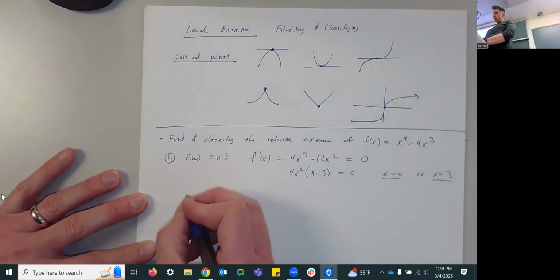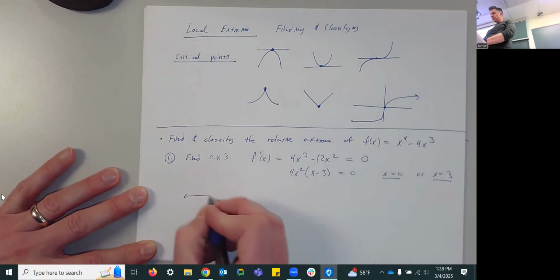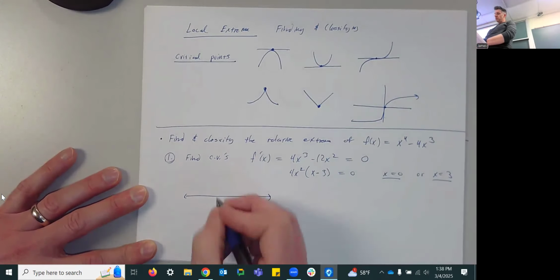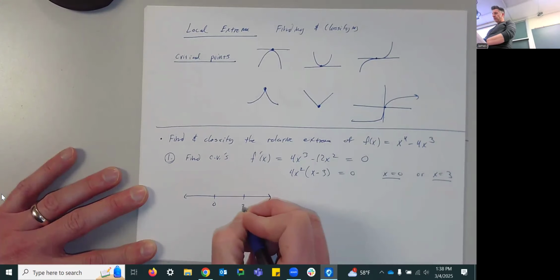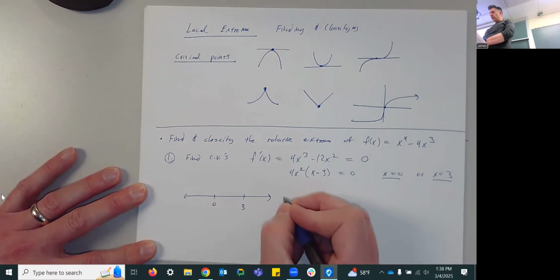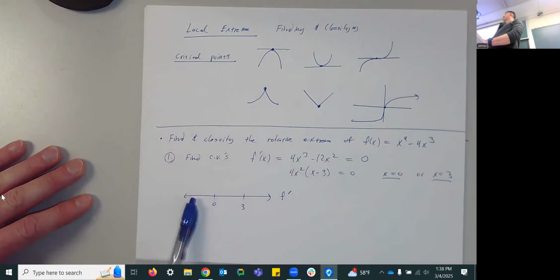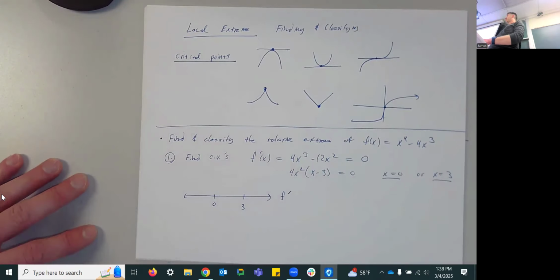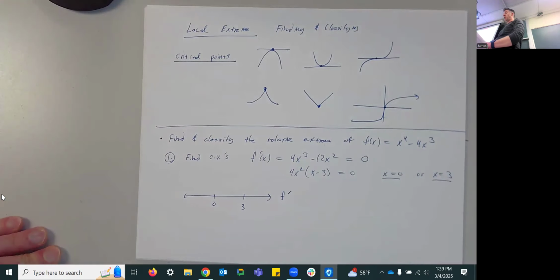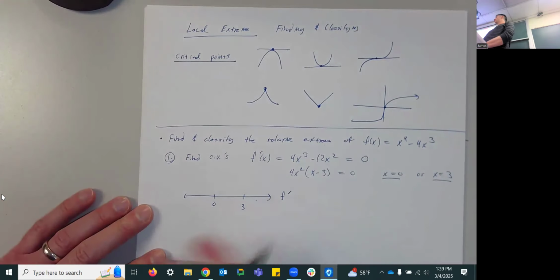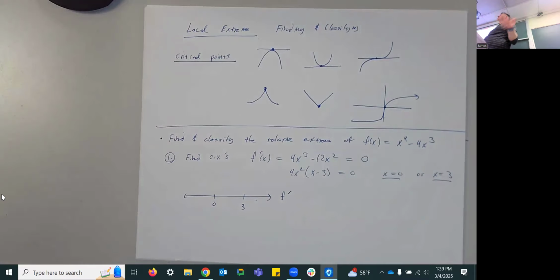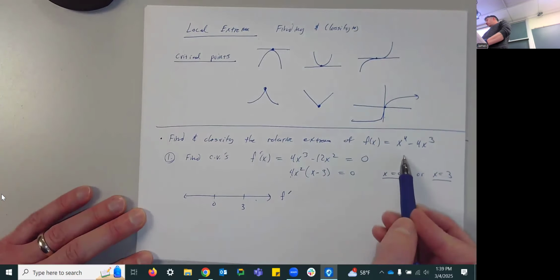So take your critical points, put them on the number line. You have 0, and you have 3. And the idea is we want to figure out what the derivative is doing in each of the 3 distinct intervals broken apart by these critical points. So pick a number larger than 3: 5, 7, a billion, whatever. Plug it into your derivative, not your original function.